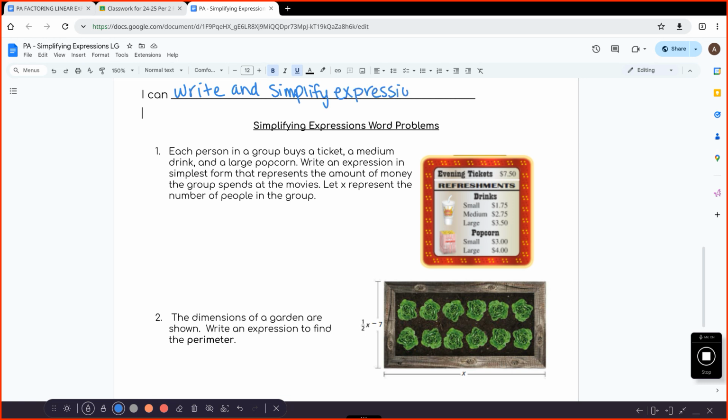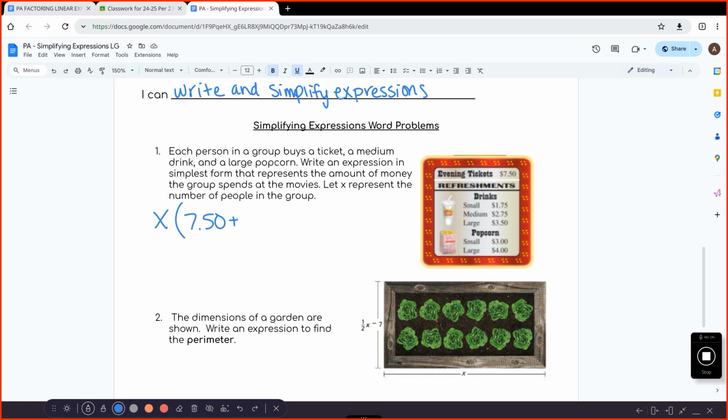All right, so each person in a group buys a ticket, a medium drink, and a large popcorn. Write an expression in simplest form that represents the amount of money the group spends at the movies. Let X represent the number of people in the group. We don't know how many people are in our group, so that's called X. But we do know that each person buys a ticket. So a ticket is $7.50.